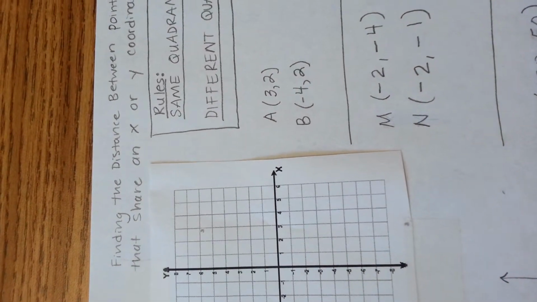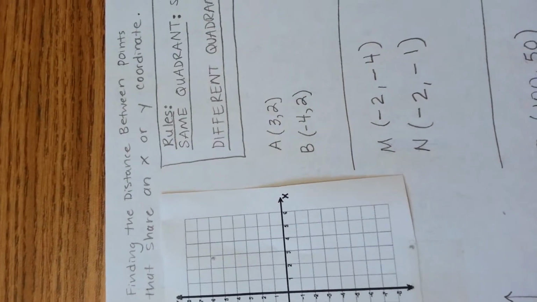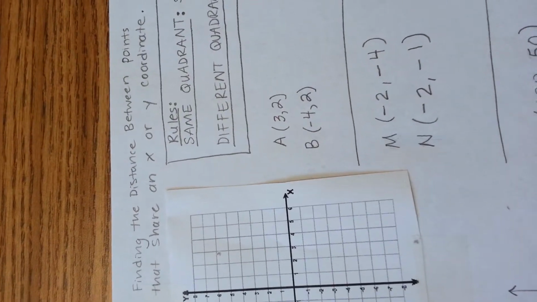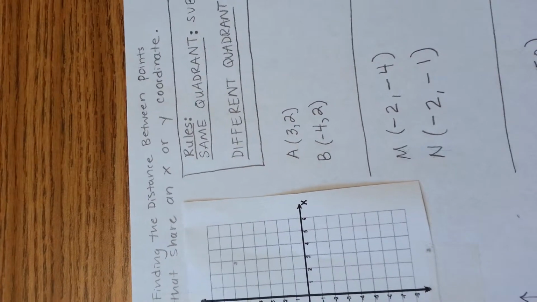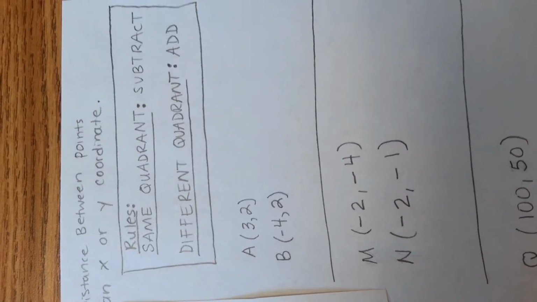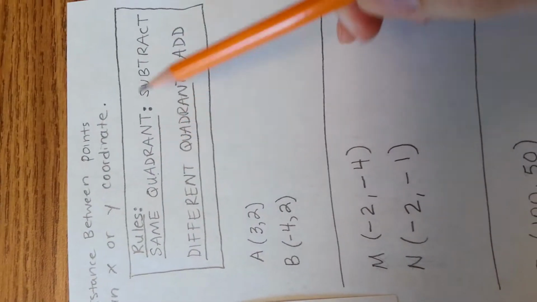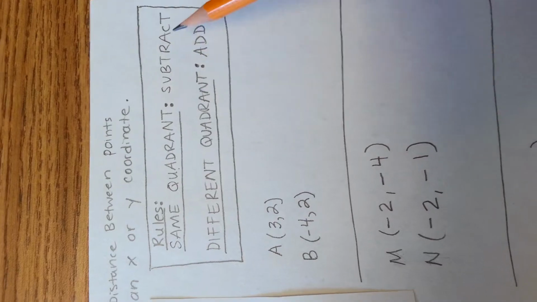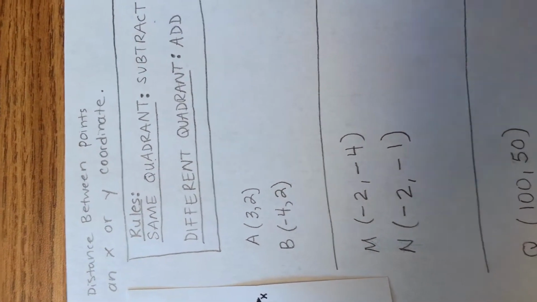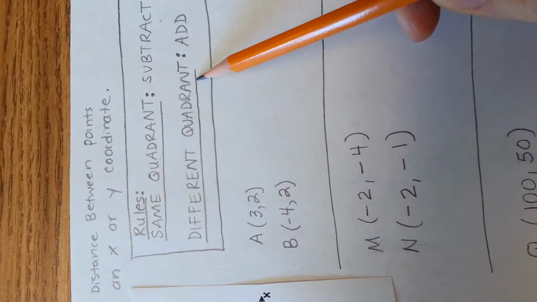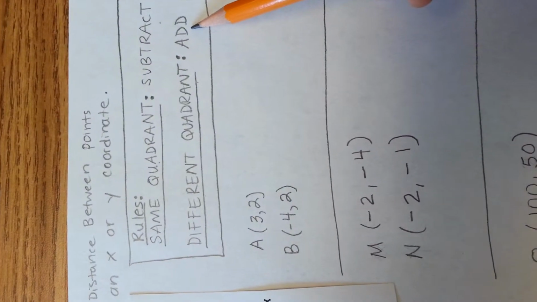Today we're going to talk about finding the distance between points that share an x or a y coordinate. Okay, now first of all, let's talk about the rules. The rules are that if the 2 points are in the same quadrant, you're going to subtract. If the 2 points are in different quadrants, you're going to add.